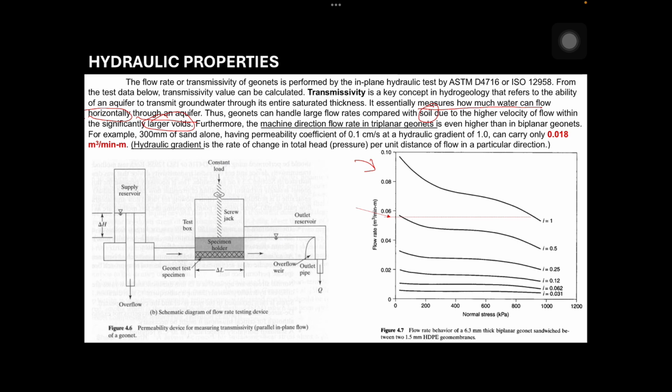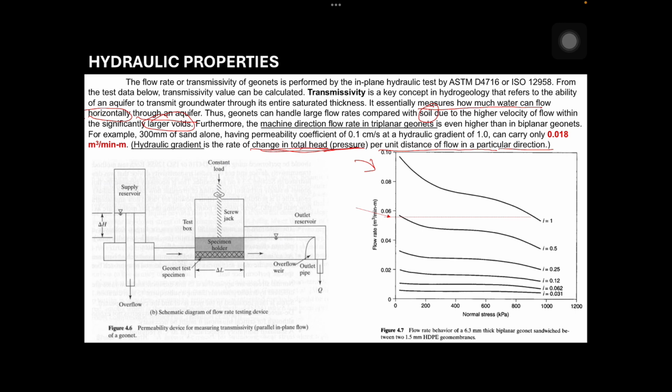So, for example, 300 mm of sand alone, having a permeability coefficient of 0.1 cm per second at a hydraulic gradient of 1, can only carry 0.018 cubic meter per minute per meter length. So, hydraulic gradient is the rate of change in total head, or the pressure, per unit distance in flow in a particular direction.